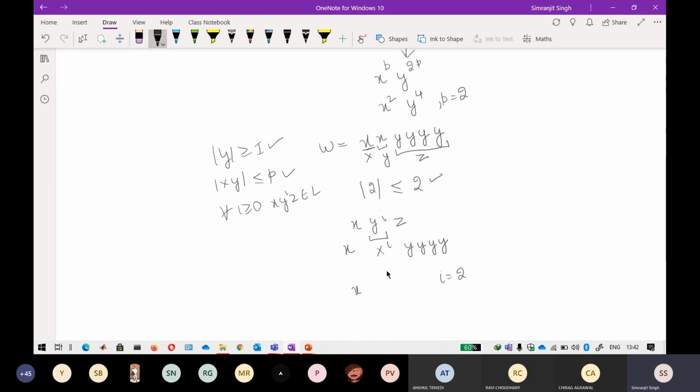Now x raised to power 3, so triple x. Now it will become 3 x's and 4 y's. Now if you clearly look at this, the language is x raised to power n, y raised to power 2n. So whatever the value of x count, the y count will be double that value. So now the number of x's is 3, so the number of y's should be 6. It should be like this, but this string does not belong to the language.